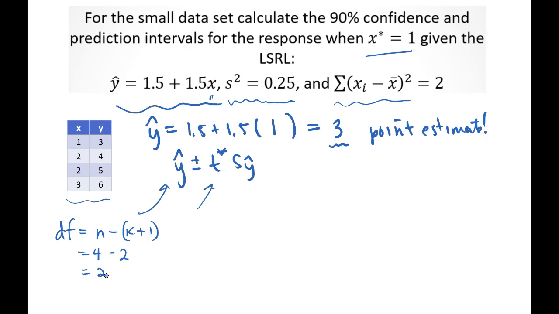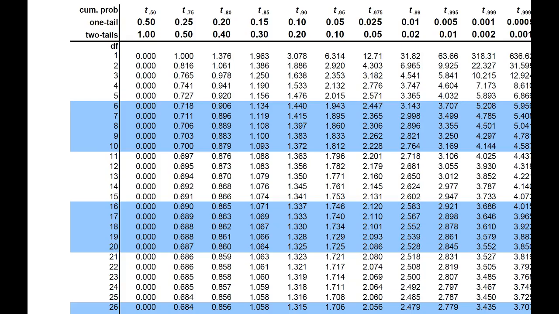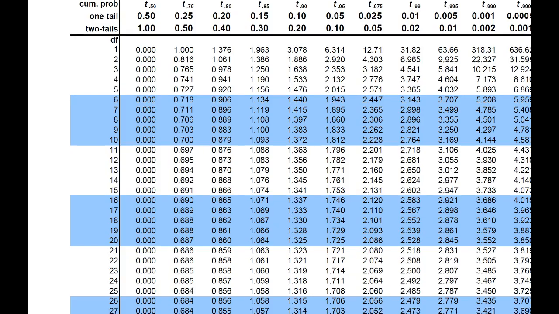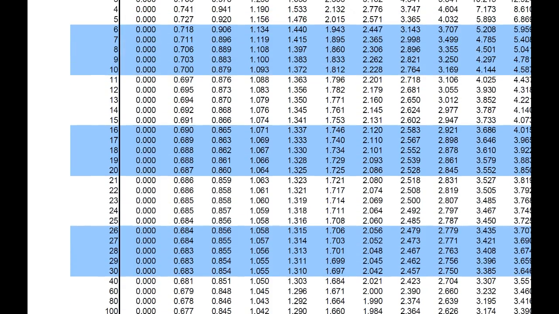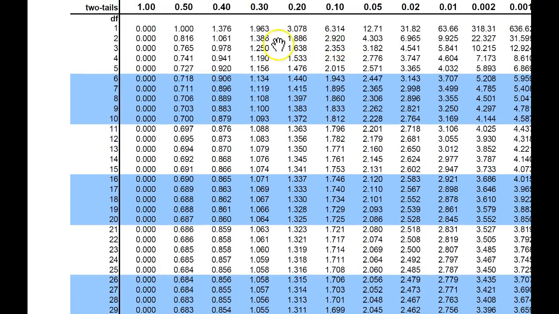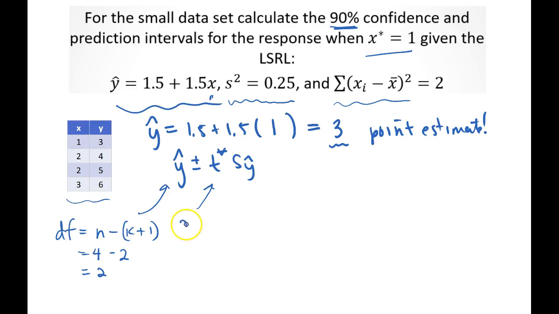So we should go to a table to find what this value is for a confidence value of 90%. If we go to our t table and scroll down to our confidence level of 90% and go up that row to match it with our 2 degrees of freedom, we'll see that our t critical value for 90% is 2.920. So the last thing that we need is this s y hat.